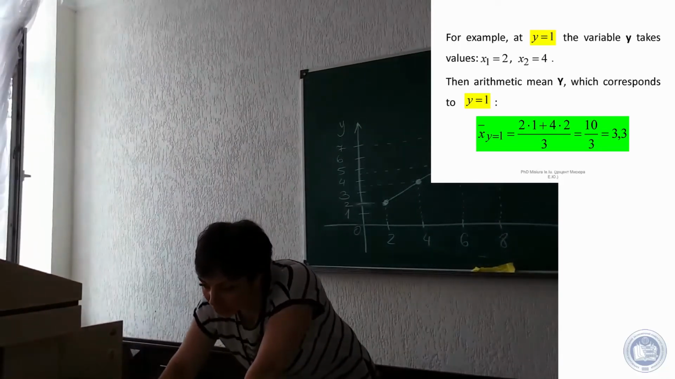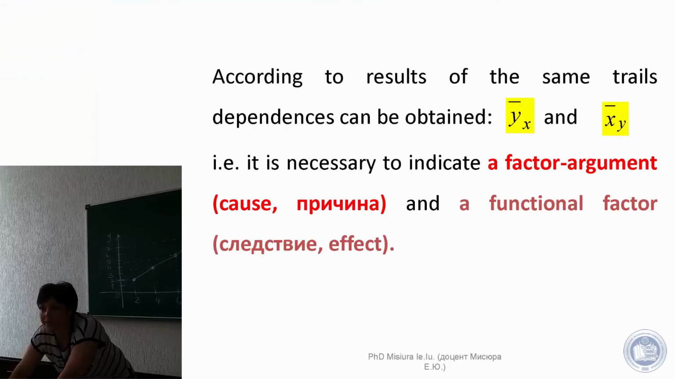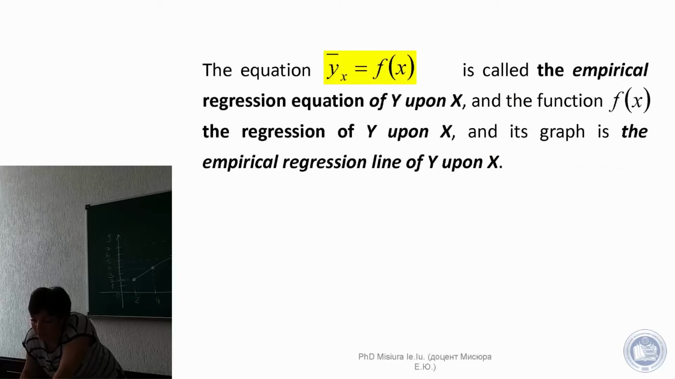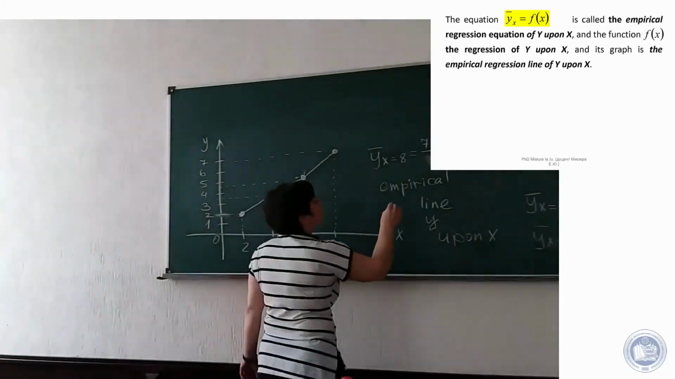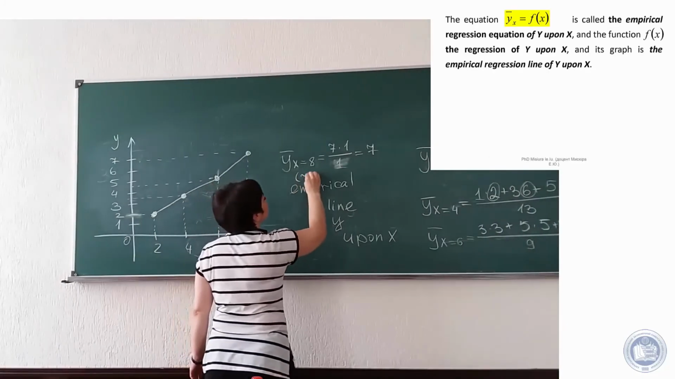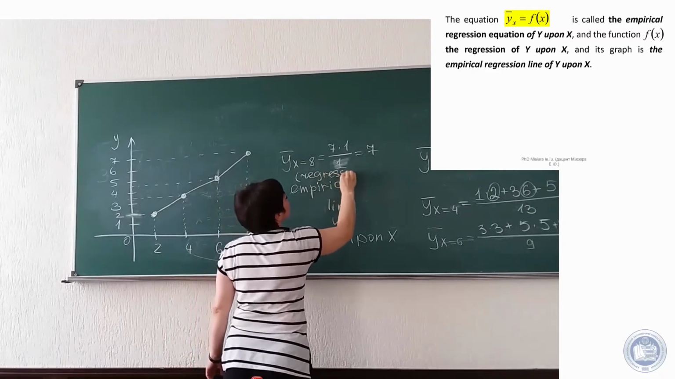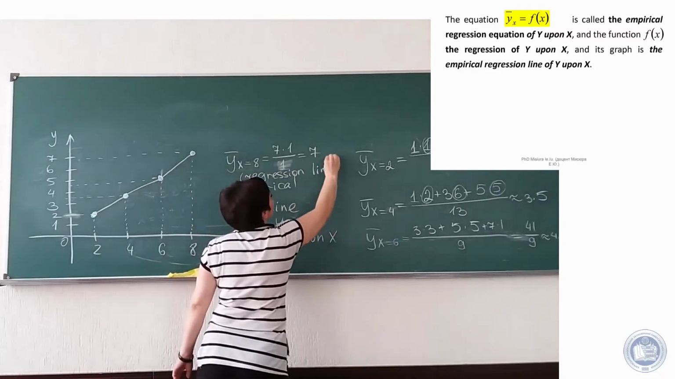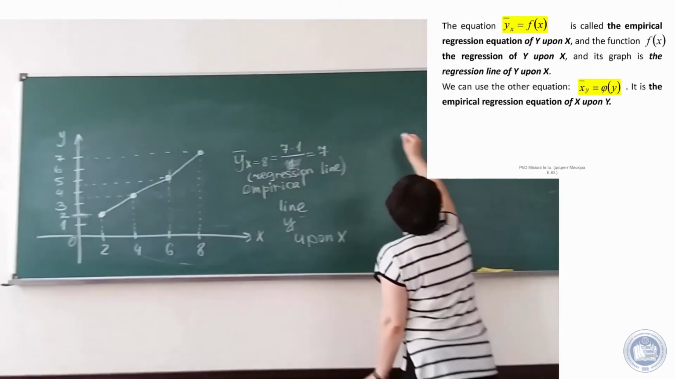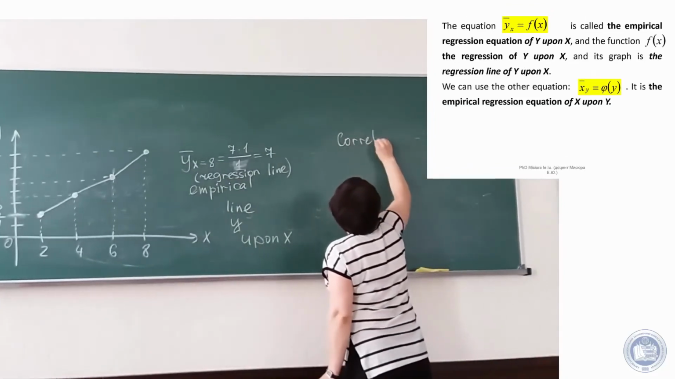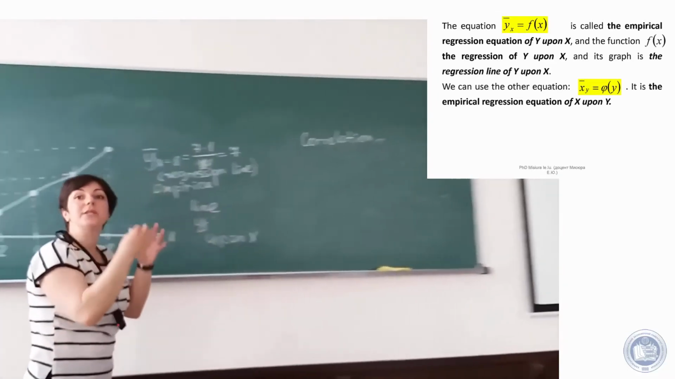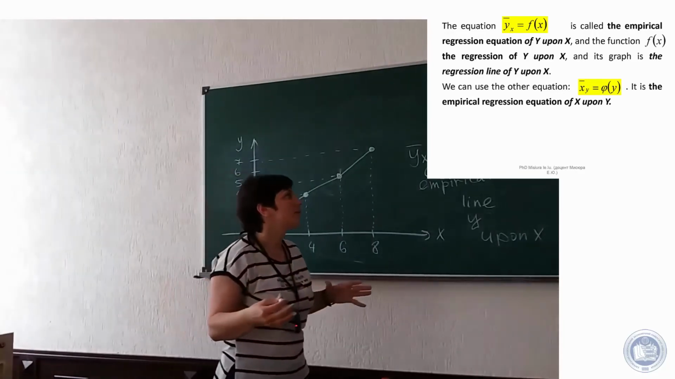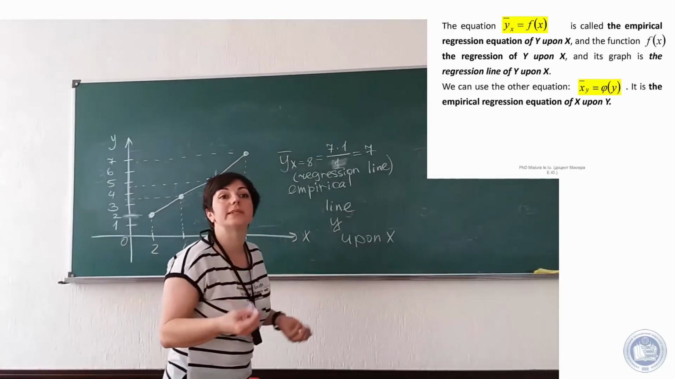Okay, let's continue. You need to learn dependence between x and y. And students, this empirical line is called regression line. Регрессионная линия, линия регрессии, regression line. How to explain? Okay. Correlation. How to explain correlation? Correlation, it's dependence between x and y.